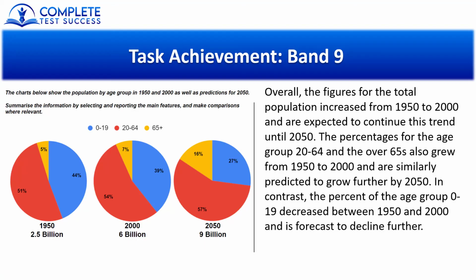And here is an overview for Band 9. Overall, the figures for the total population increased from 1950 to 2000 and are expected to continue this trend until 2050. The percentages for the age group 20 to 64 and the over 65s also grew from 1950 to 2000 and are similarly predicted to grow further by 2050. In contrast, the percentage of the age group 0 to 19 decreased between 1950 and 2000 and is forecast to decline further. So now you understand how to get a high task achievement score.